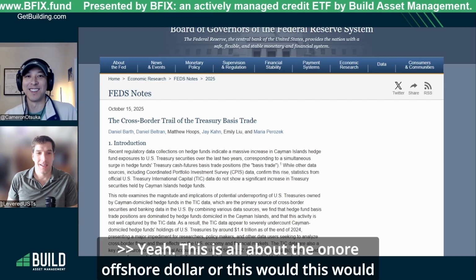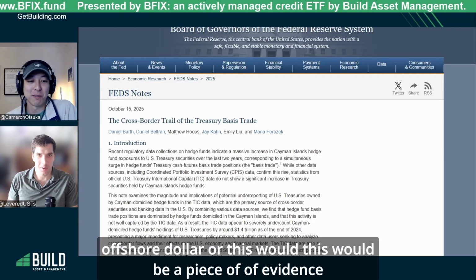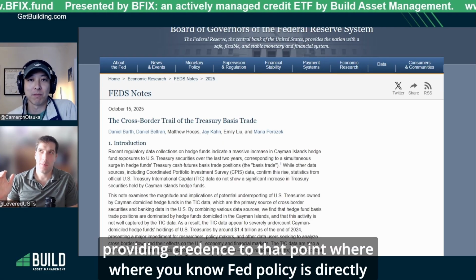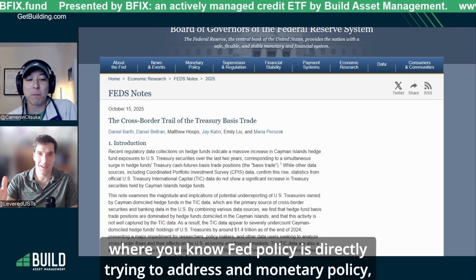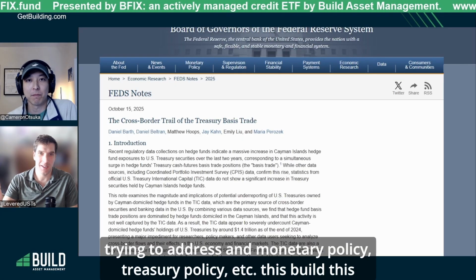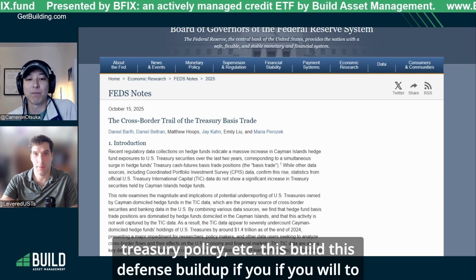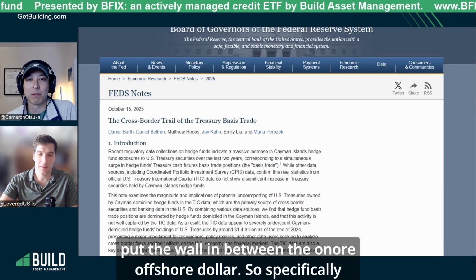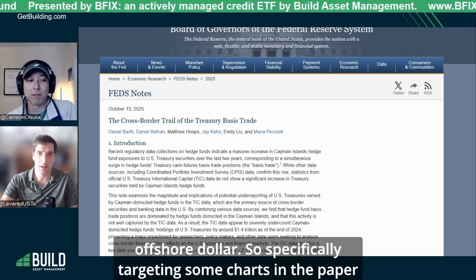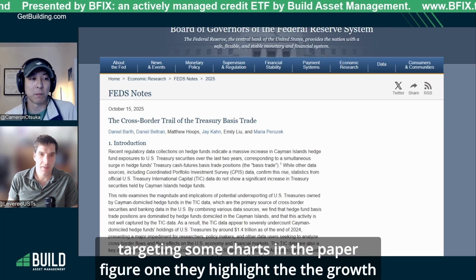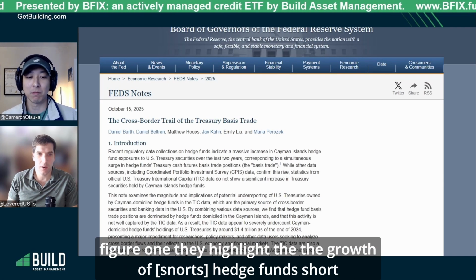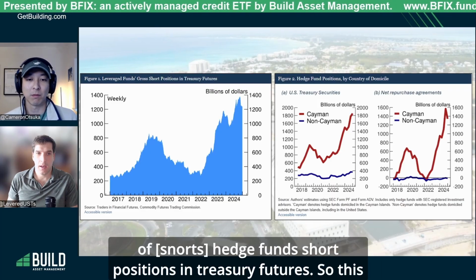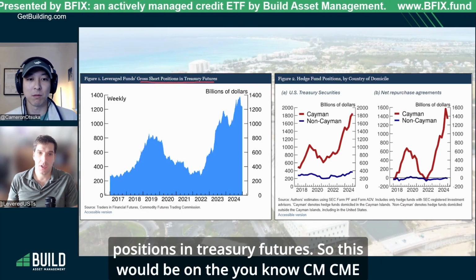They specifically singled this out, for a reason I thought was really interesting. Yeah, this is all about the onshore offshore dollar, or this would be a piece of evidence providing credence to that point where Fed policy, monetary policy, Treasury policy, et cetera, is directly trying to address this defense buildup, if you will, to put the wall in between the onshore offshore dollar. So specifically targeting some charts in the paper. Figure one, they highlight the growth of hedge funds' short positions in Treasury futures.